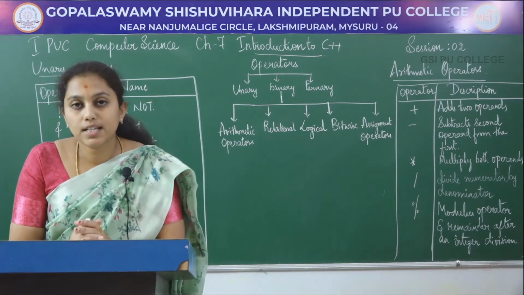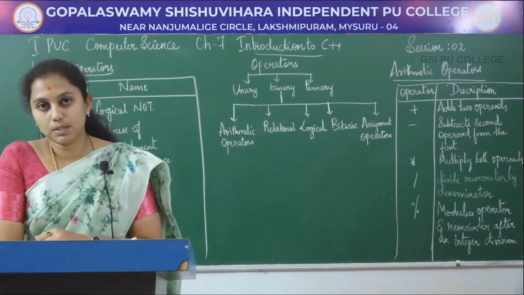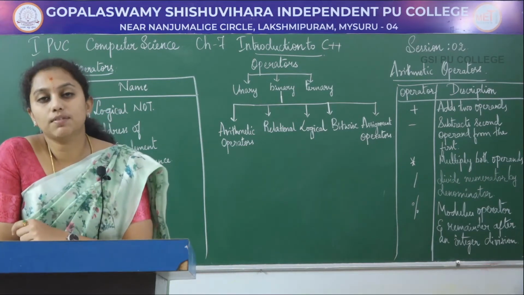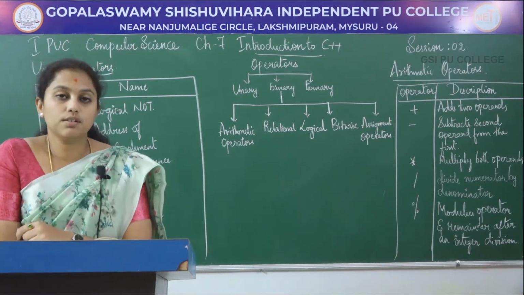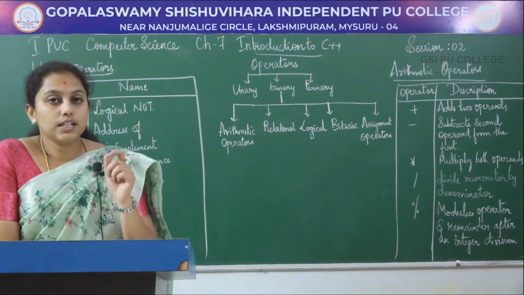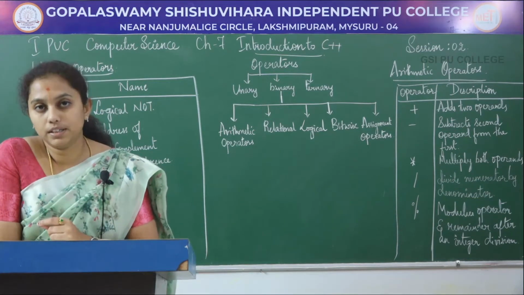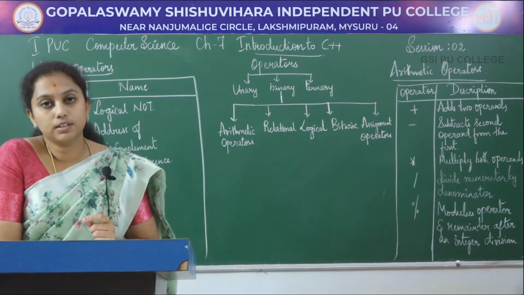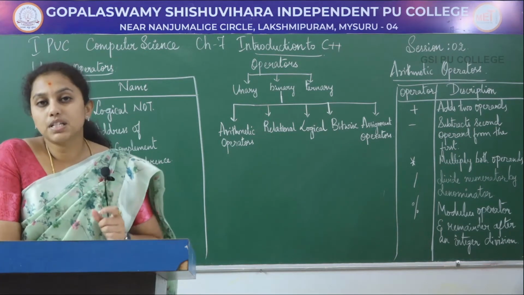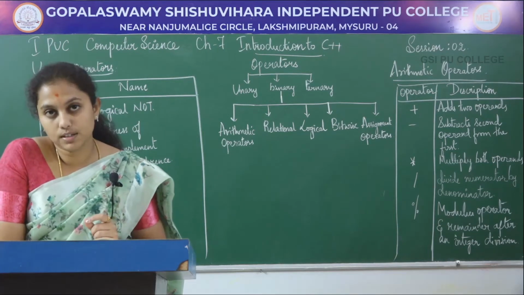Today is our second session of Chapter 7, Introduction to C++. In the previous session we discussed the different types of operators. In this session we are going to discuss the operators in detail. So what is an operator? An operator is a symbol that tells the compiler to perform some specific arithmetic or logical operations.